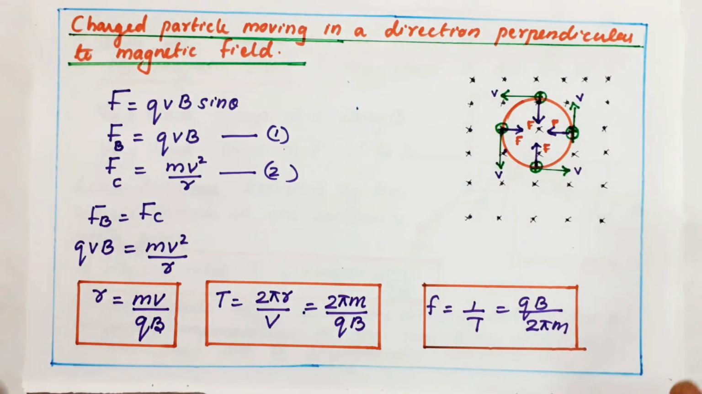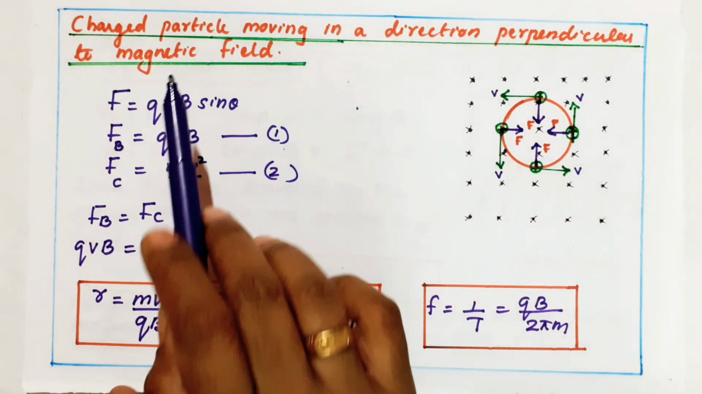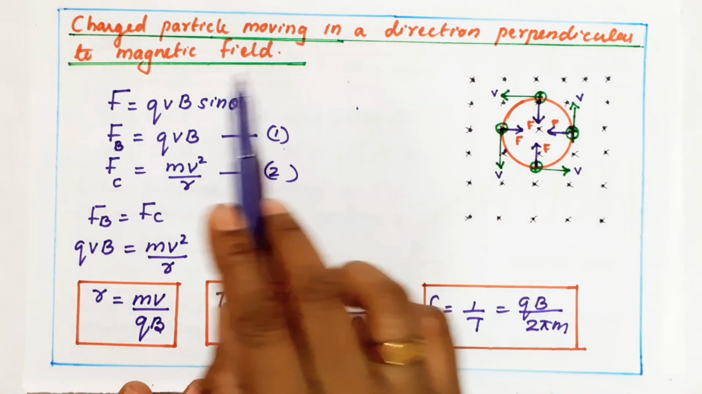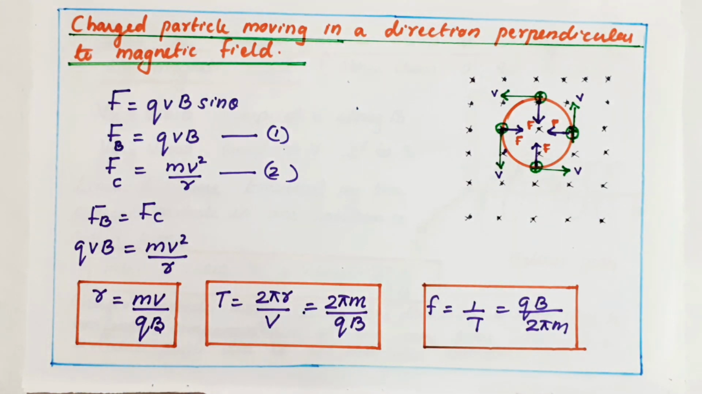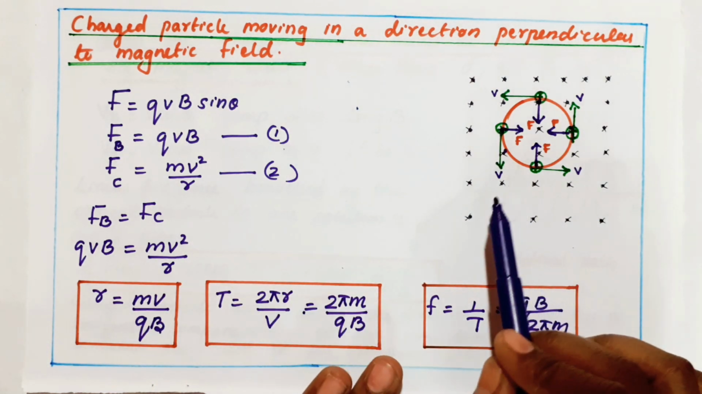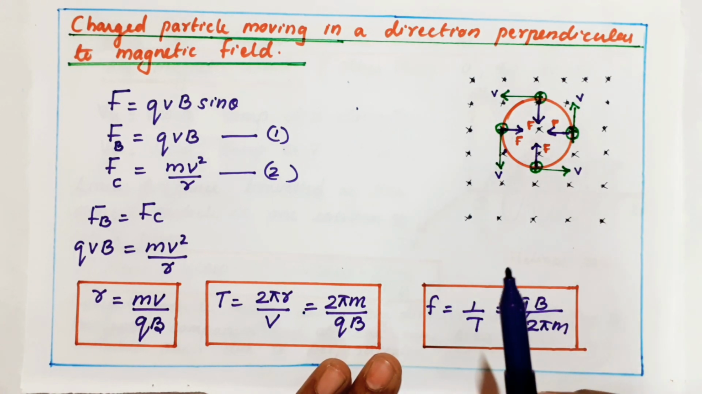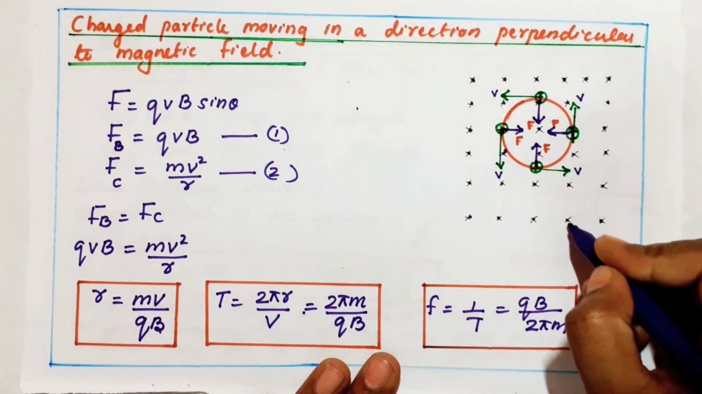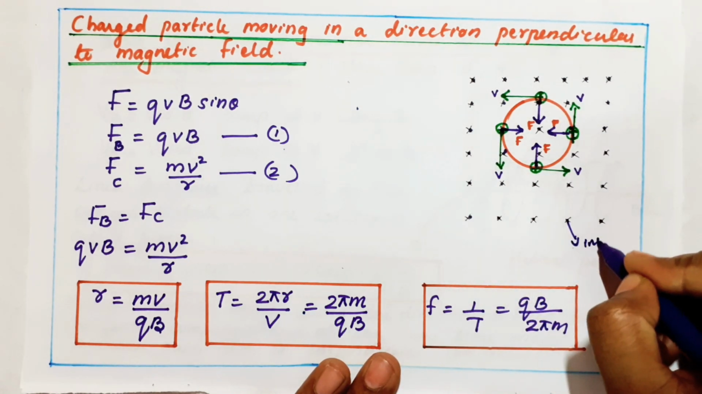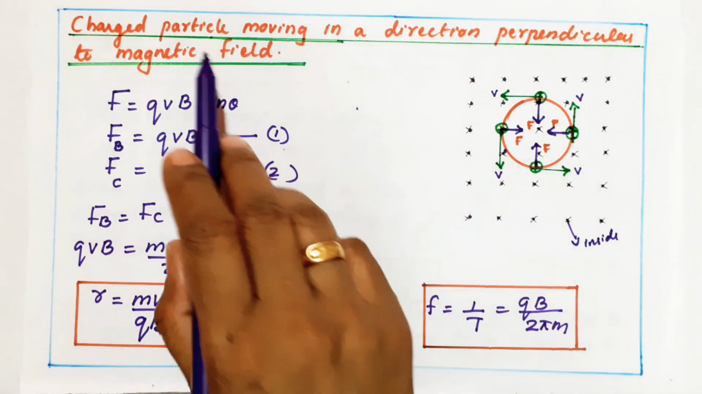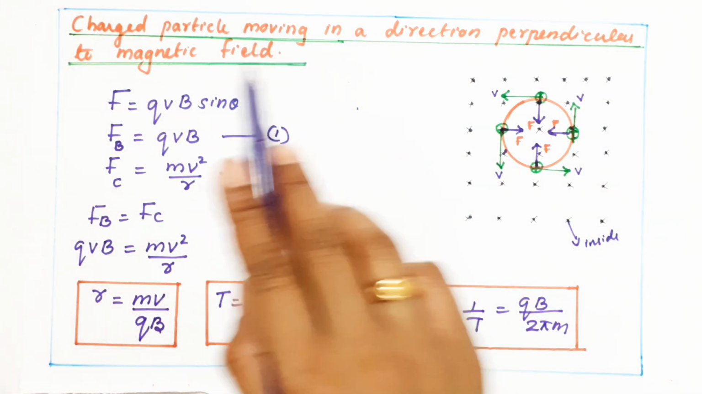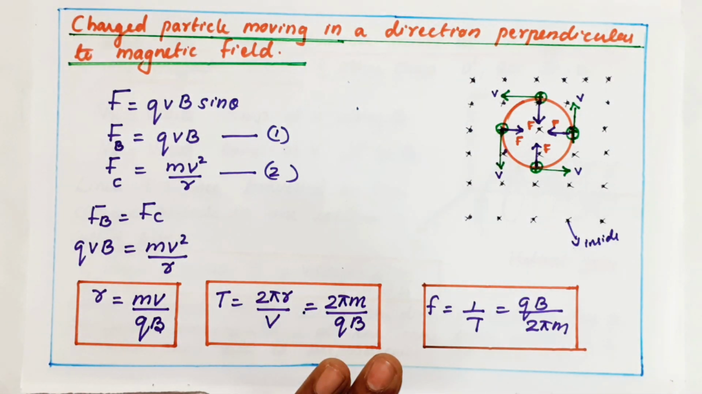Now what I am telling next is a very, very important situation. A charged particle moving in a direction perpendicular to the magnetic field. You can see here I put some cross marks. A cross mark means the direction of the magnetic field is inside. So what is the direction of the magnetic field? Inside. So they are telling that the charged particle is moving perpendicular to the direction of the magnetic field.